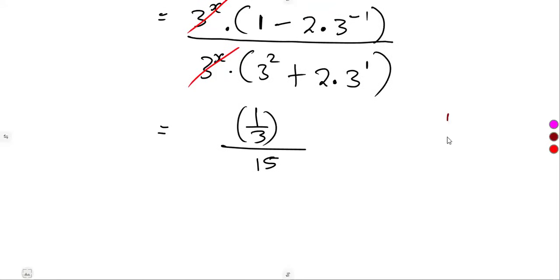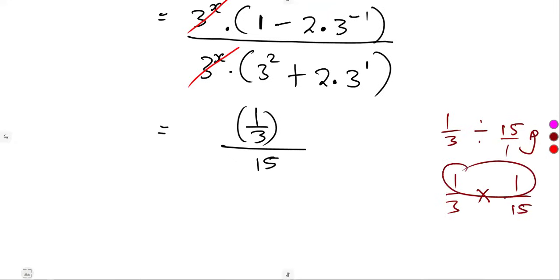Remember what it means. It means 1 over 3 divided to 15 like this, which is same as 15 over 1. So it's same as 1 over 3 times, you introduce a multiplication, invert the second fraction, so it will be 1 over 15. So numerator to the numerator, that's 1. 3 times 15, which is 45. So it was going to give us 1 over 45.